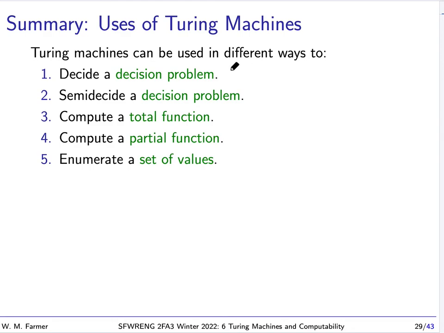Okay, so let's sort of summarize how we can use Turing machines. We can use them to decide a decision problem. So this is going to be we're going to use a total Turing machine to do this. We can semi-decide a decision problem. When we semi-decide a decision problem, we can tell if X is a member of a set, but that's all. We can't tell if X is not a member of a set. So this is just using a Turing machine. We can compute a total function. We can do this with a total Turing machine. We can compute a partial function with the Turing machine. And then we can enumerate a set of values. This is another kind of Turing machine.